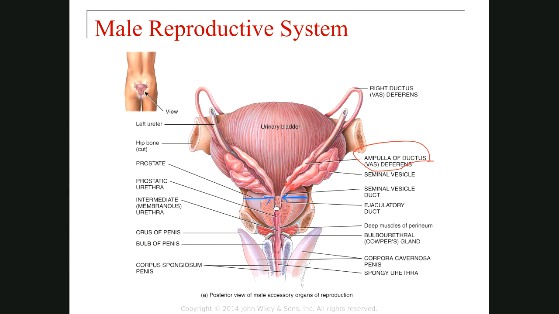These ducts are called the ejaculatory duct, and the ejaculatory ducts from both sides join the prostatic urethra. In this picture, you can see the prostatic urethra, which is located in the prostate gland. Then we have the membranous urethra in the urogenital diaphragm, and the last part is the penile or spongy urethra in the penis.